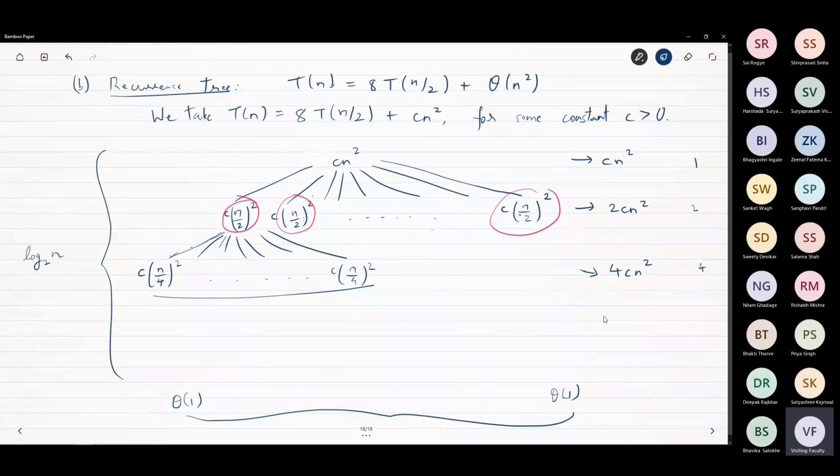So just tell me this. At height I, at height I, what will the cost be? 1, 2, 4, what does that remind you of? 2 raised to I. Well, once again, 0, 1, 2. Okay, 2 raised to I. Good. Okay. So 2 raised to I, C, n squared.